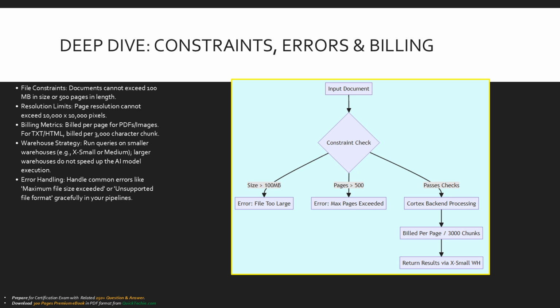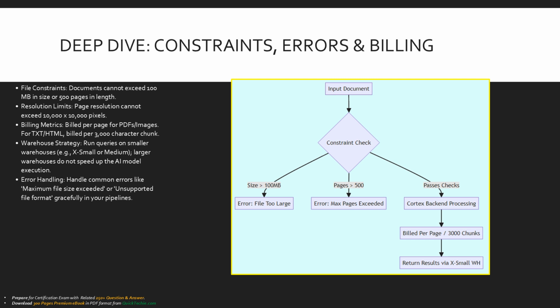For billing, you are charged a specific credit amount per page for PDFs and images. For plain text or HTML files, Snowflake calculates cost by dividing the file into 3,000-character chunks, billing each chunk as a page. A critical best practice here: do not use an extra-large warehouse hoping the AI function runs faster. The AI models run on dedicated backend compute. Use a smaller warehouse, like XSmall or Medium, just to orchestrate the SQL queries, saving you massive warehouse costs.